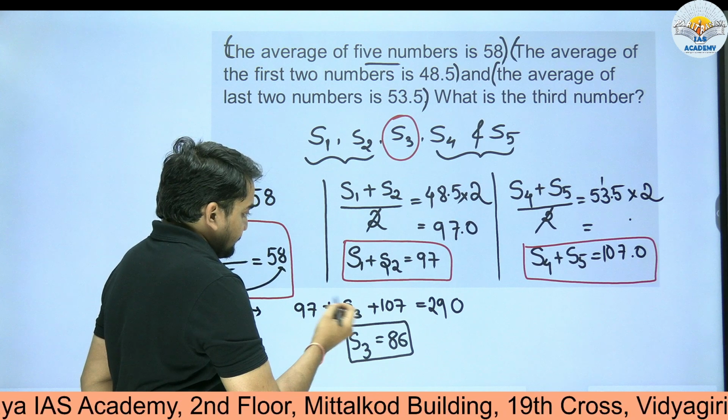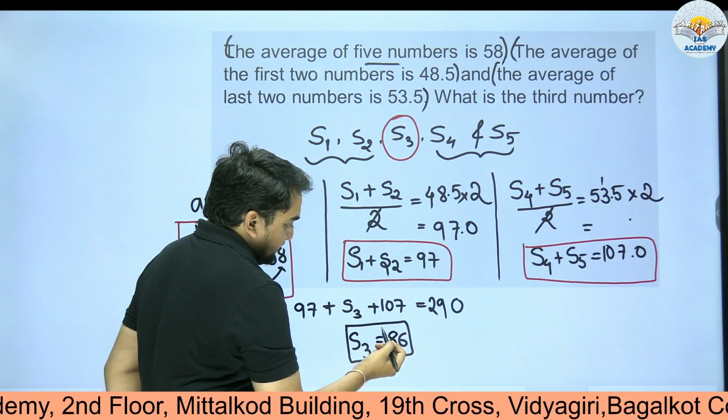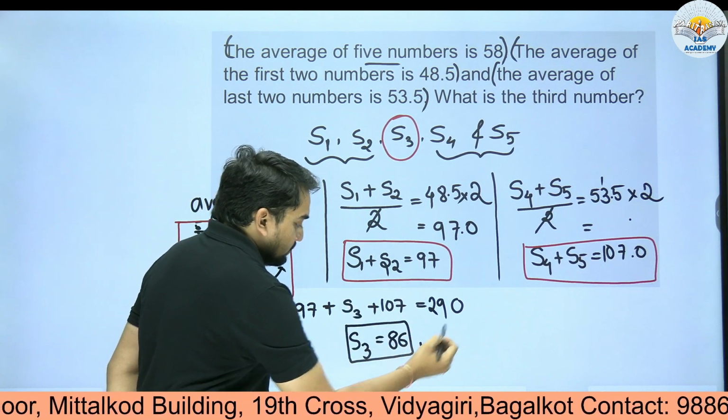190 plus 14, 204 minus 290, it's 86. Fine. So calculate this and you will get the value of S3.